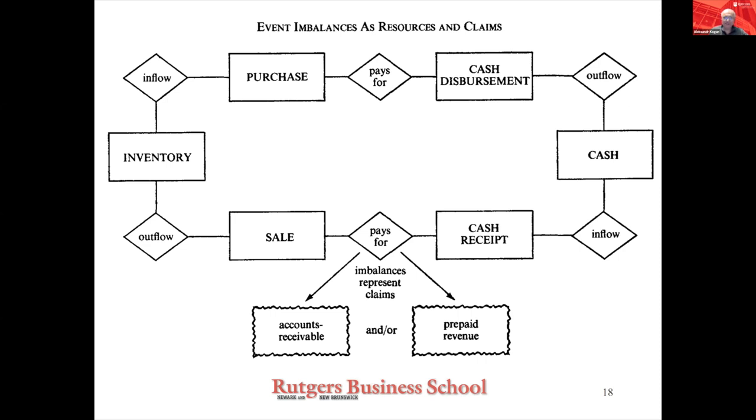So basically, when we ship the goods, we have an inflow into what we now call a resource called accounts receivable. When we collect cash, we have an outflow from this resource called accounts receivable. Or similarly, we can have this contra asset account called prepaid revenue, the same thing, just in reverse, a mirror image with the opposite signs.